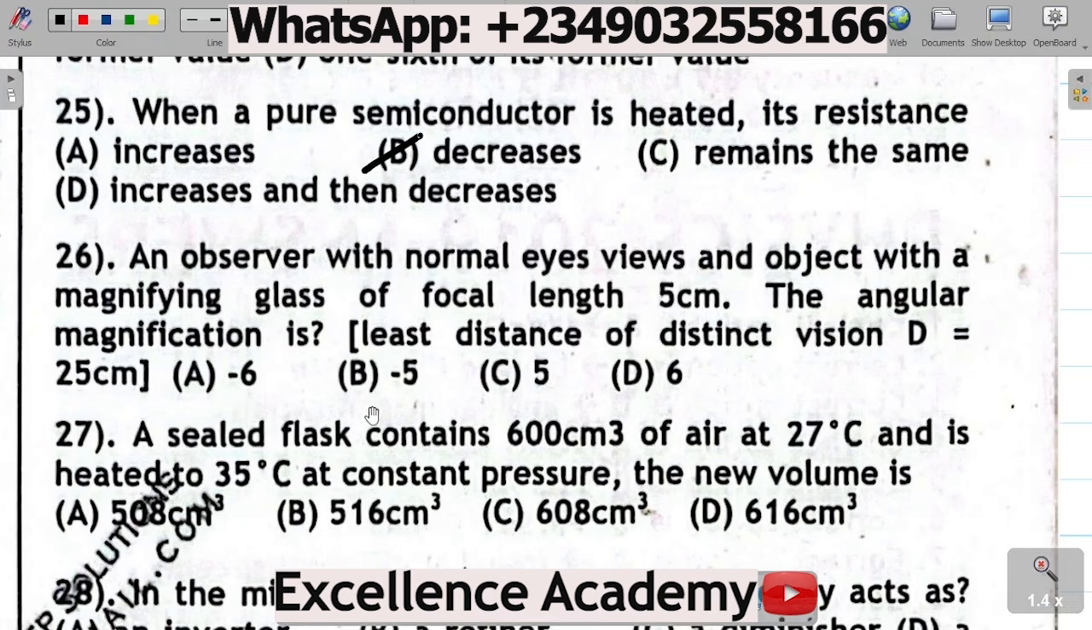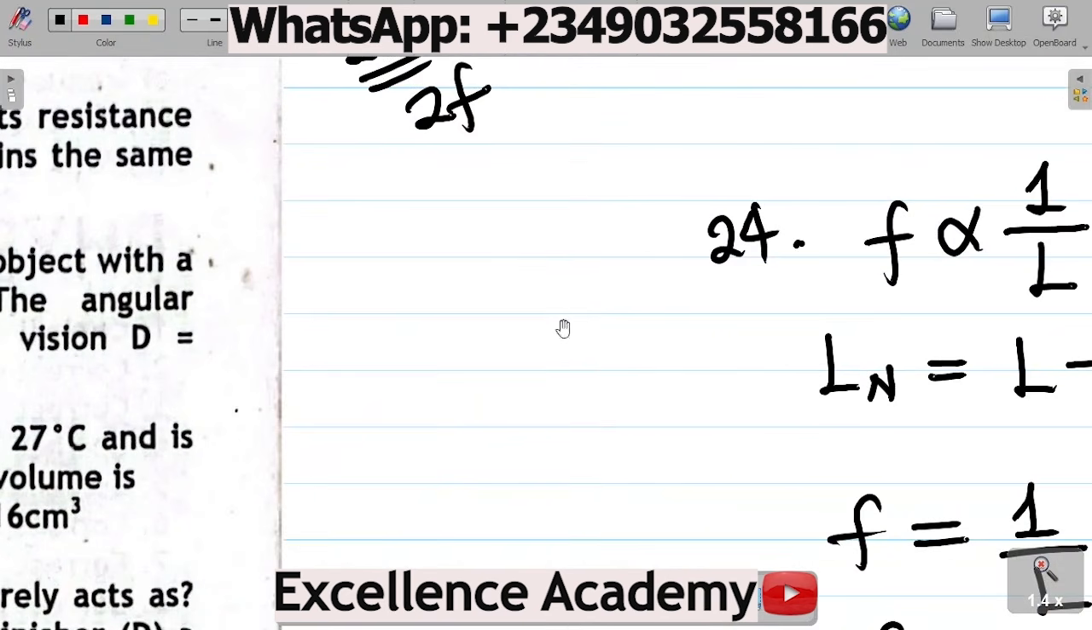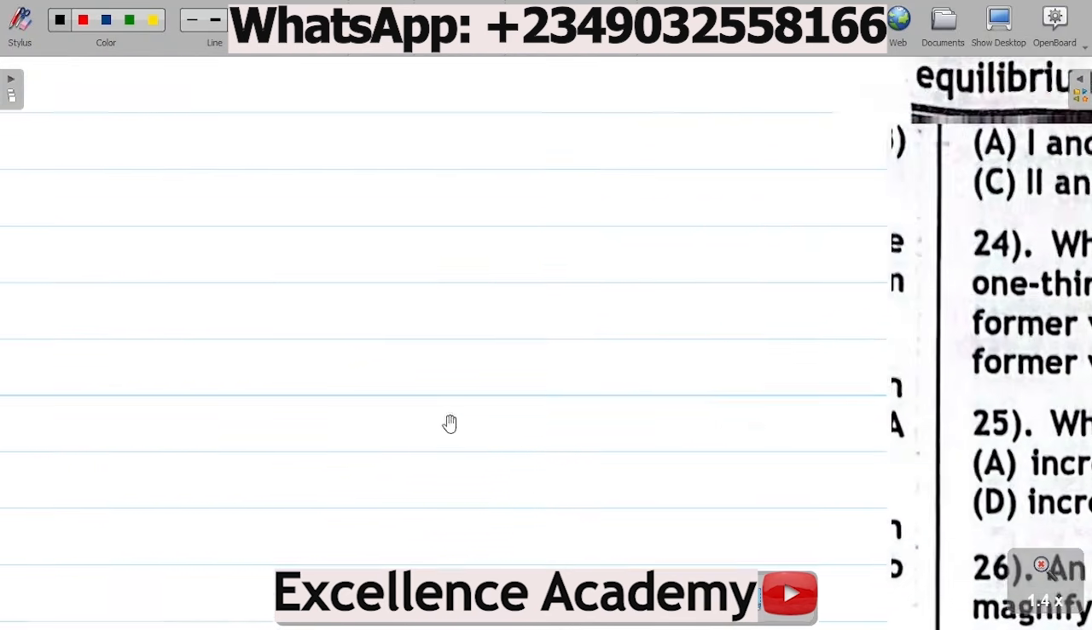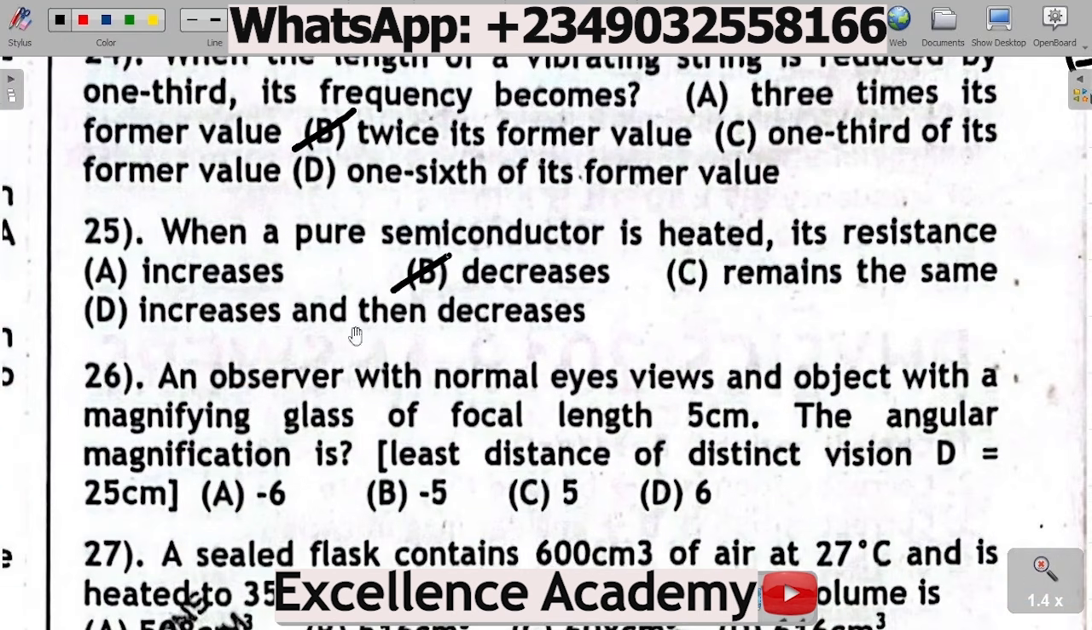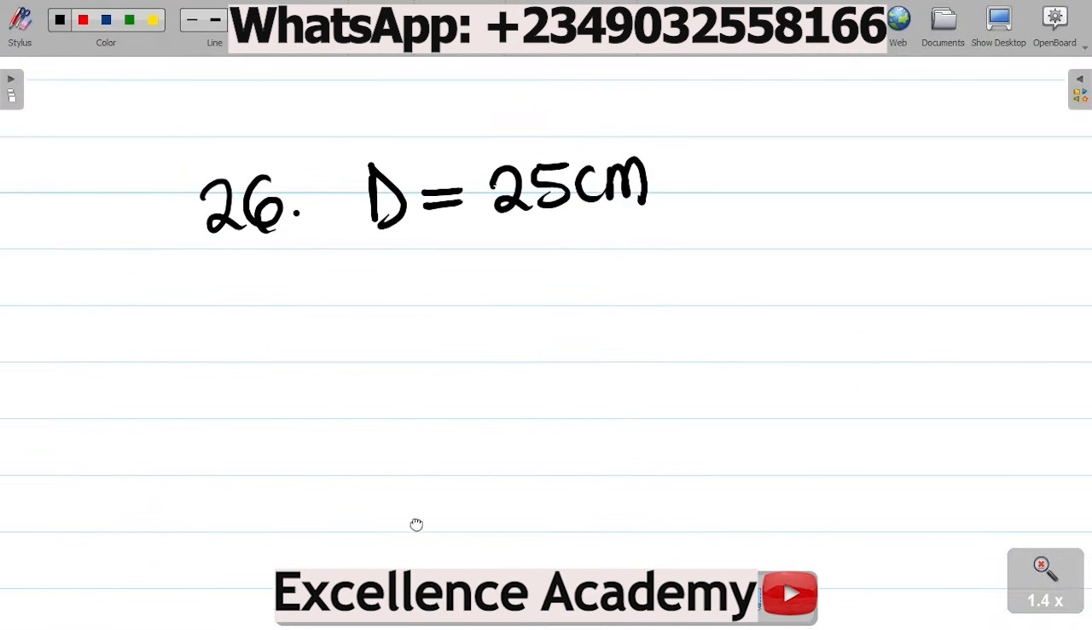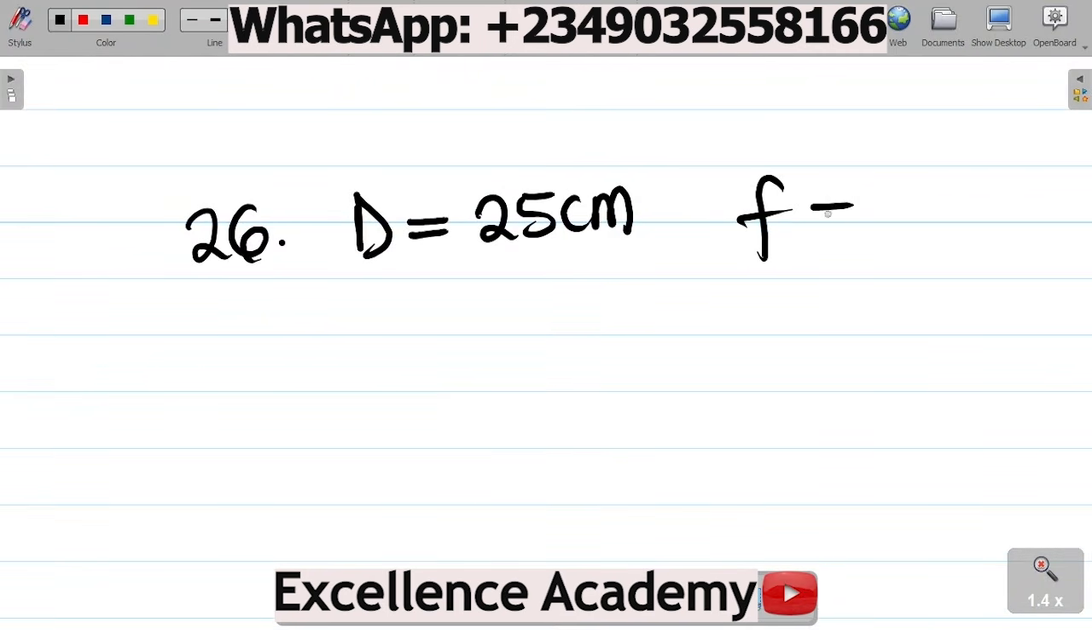So how do we solve this question? For question 26, you're given the least distance of distinct vision D as equal to 25 in centimeters. Also, you're given the focal length at 5 cm. So focal length F is equal to 5 cm. You're asked to find the angular magnification.